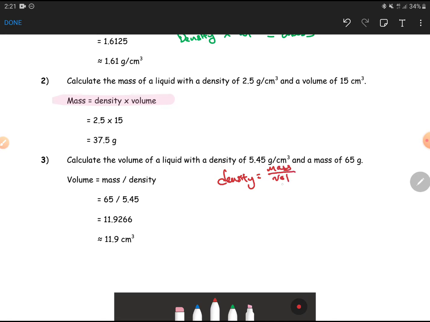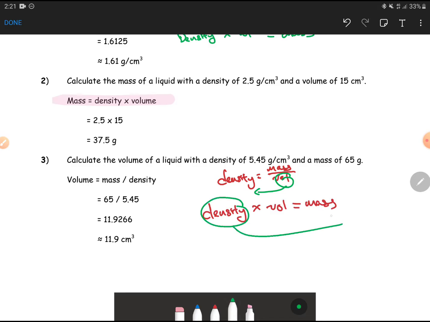So density is equal to mass over volume. If I want to make volume the subject, I will bring this up first, so I will get density times volume is equal to the mass. Then I want this on the other side, so I'll get volume is equal to mass divided by density. That's the formula you see that I'm using over here. Notice that it starts with the same formula every single time, so I only need to remember one formula.